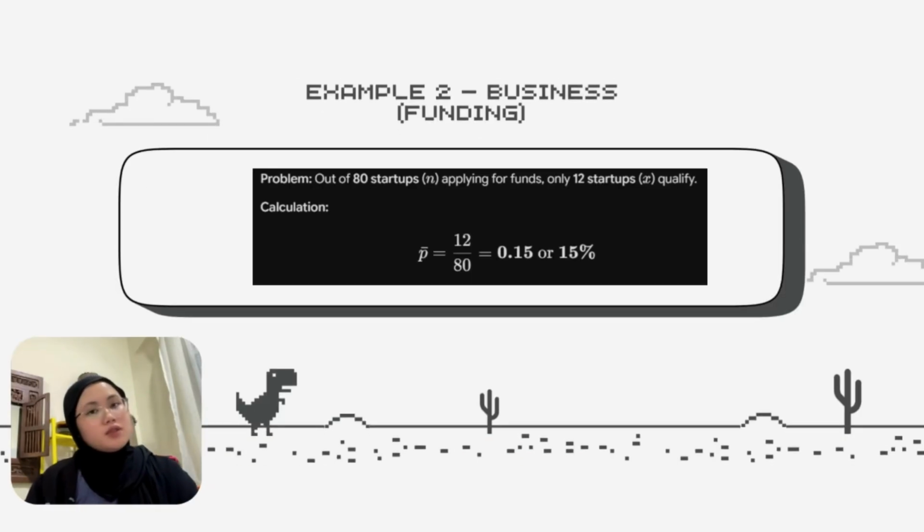Proceed to the second example question. This question is about business funding. The question is, out of 80 startups applying for funds, only 12 startups qualified. In this question, I already put in brackets where the total sample size and the number of items are. So the total sample size is 80 startups, while the number of items is 12 startups. To solve this question, you can see the calculation in my slide behind me: sample proportion equals 12 divided by 80. For the answer, you will get the decimal form, which is 0.15, or if you want to change to percentage, you will get 15%.